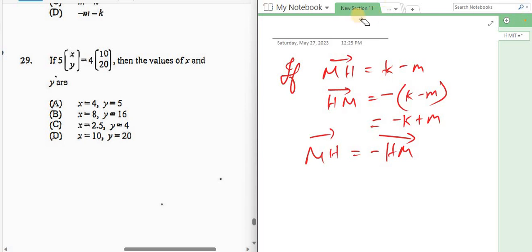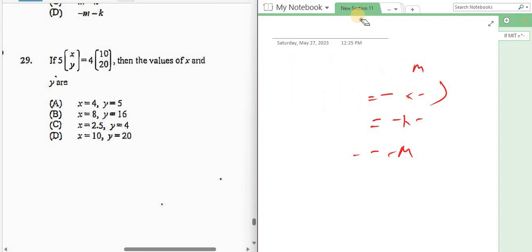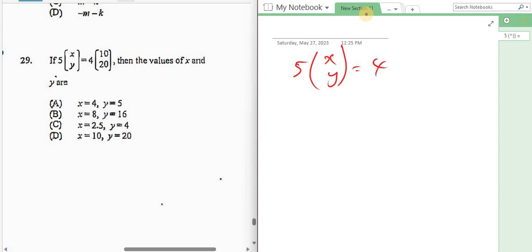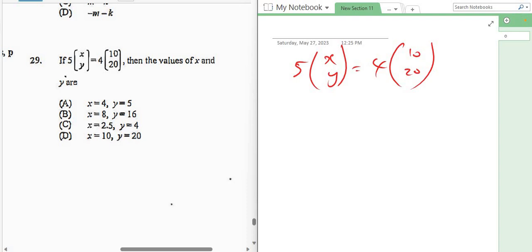Let's do this one, guys. 29. We're wrapping up. How do you do 29? 5xy is equal to 4, 10, 20. Do that one. Simple stuff. Work it out. It's a long way though. 5 times x is 5x, and 5 times y is 5y.